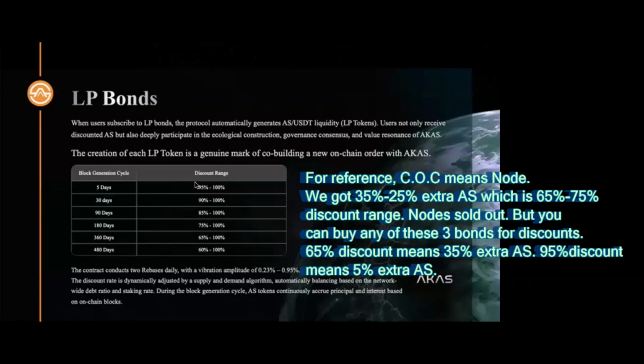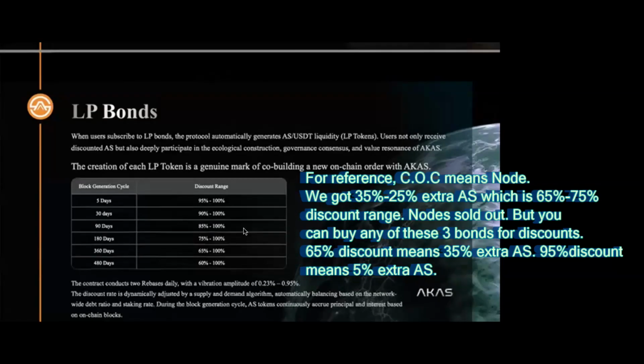From here, the LP bonds we have 5, 30, 90, and the longest is 480 days. For all our COC it is 360 days, and we get 35%, right? So the discount rate, 25 or 35? The maximum is 35 here, but for our COC we only get 25. But I think it's not a big deal; it should be around 10 or 15% discount only during 360 days.